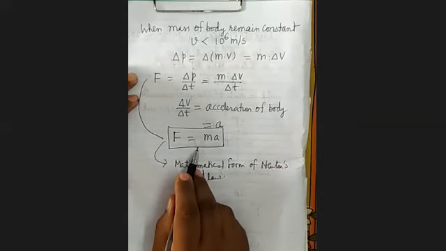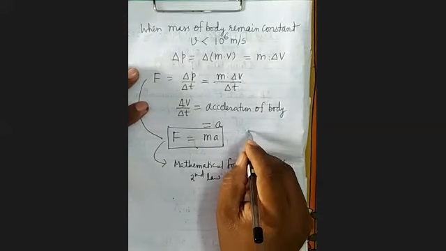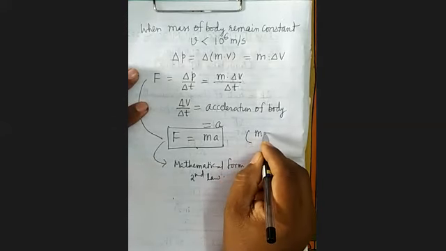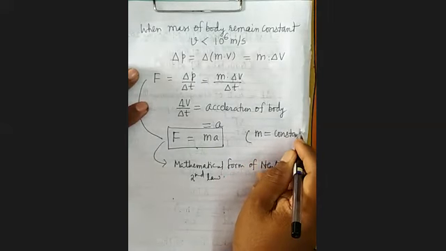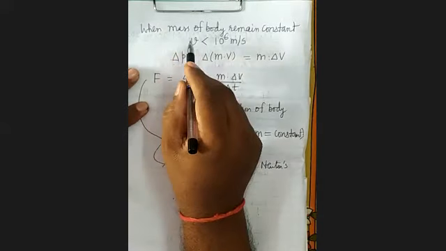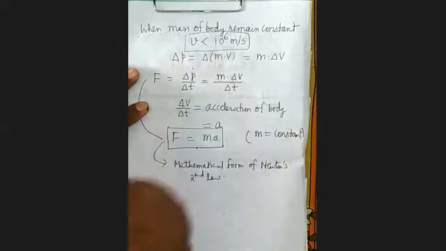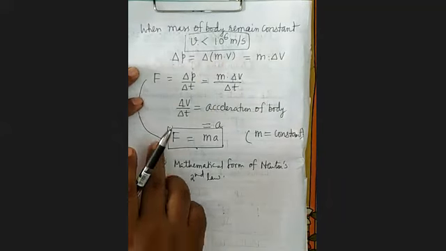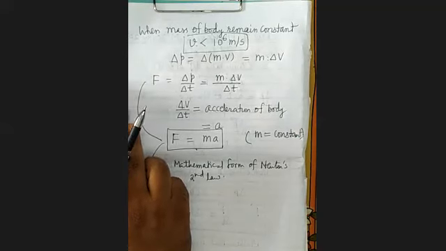But this is under the condition when mass remains constant. Mass remains constant. Is it clear? And in classical physics, where we discuss the motion of bodies whose velocity is less than 10 to the power 6 meter per second, it's clear? In classical physics, we largely deal with this relation.